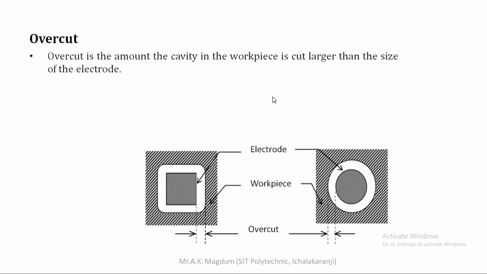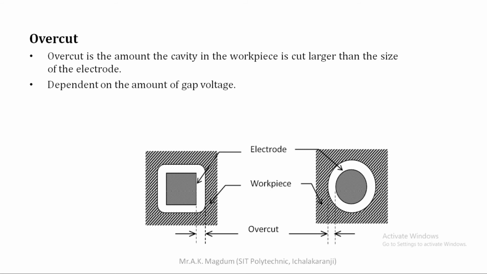Here, in short, overcut is the amount by which the cavity in the workpiece is cut larger than the size of the electrode. Take the example: a 10 diameter electrode is there, and while you carry out the EDM machining process with the help of the EDM machine, the dimension of that workpiece unnecessarily increases to more than 10 diameter. So that is called the overcut region of that process, dependent on the amount of gap voltage.